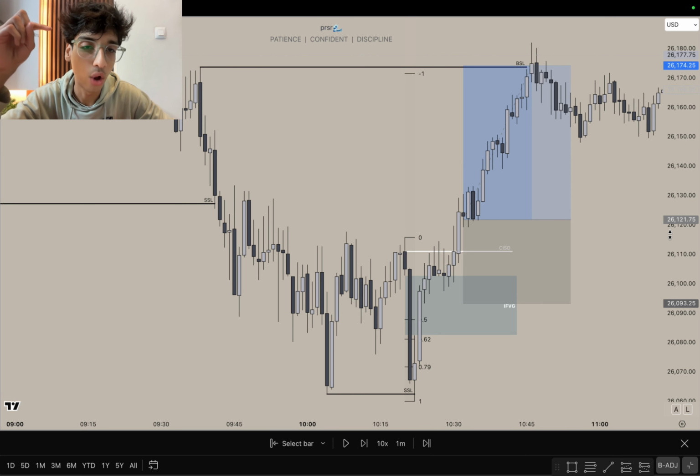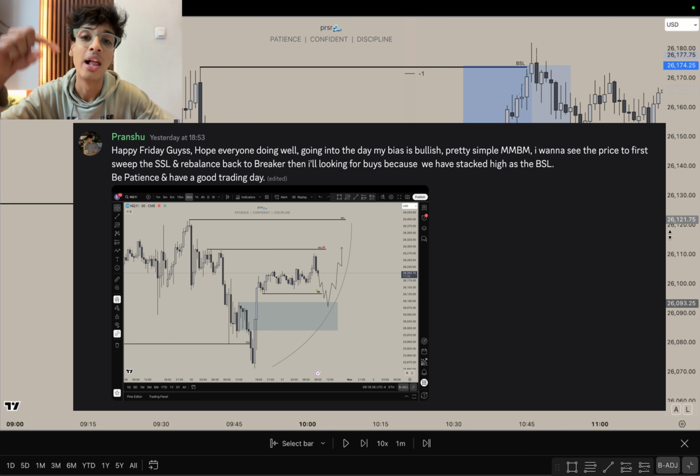So this trade, guys, I already alerted in my Discord. I wanna see the market first sweep the sell side liquidity, then I wait for price to inversion CSD, then I'm going to target the opposing liquidity, and the market did the same.